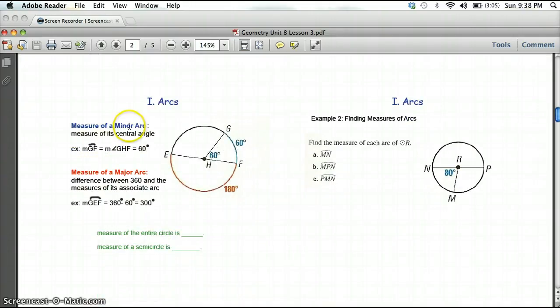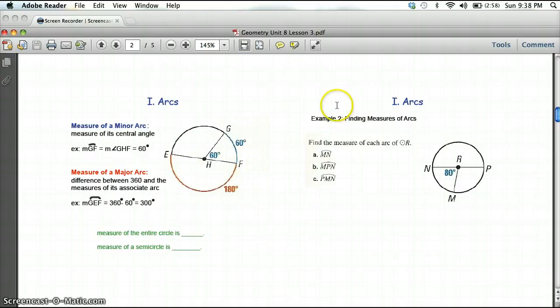Now let's go down to the measure of a minor arc. It is the measure of its central angle. So if angle GHF is 60 degrees, then its corresponding arc is also 60 degrees. So arc GF is 60 degrees and angle GHF is 60 degrees.